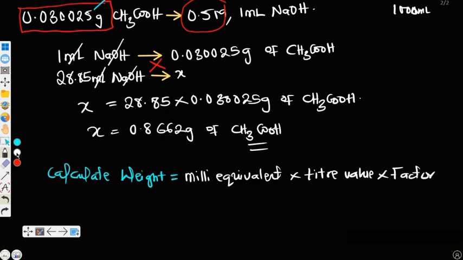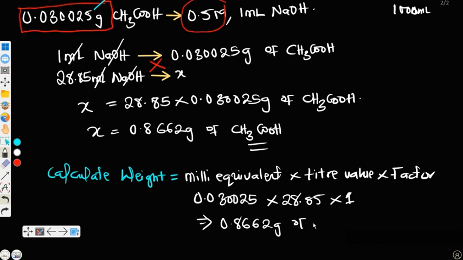The reason why I have to explain it this way is so that you actually understand what you are doing. Now, what was the milli equivalent that we calculated? 0.030025 times the titer value, which is 28.85, times the factor. I told you that if you are not standardizing twice, that means if it's a primary standard that is given to you, sodium hydroxide that's used here, you know the exact concentration of it. It was given as 0.5 molar, right? So that means the factor will be what? 1, right? Now, when you multiply this, what is that going to give to you? It's still going to give us 0.8662 gram of acetic acid. Are you getting it now?